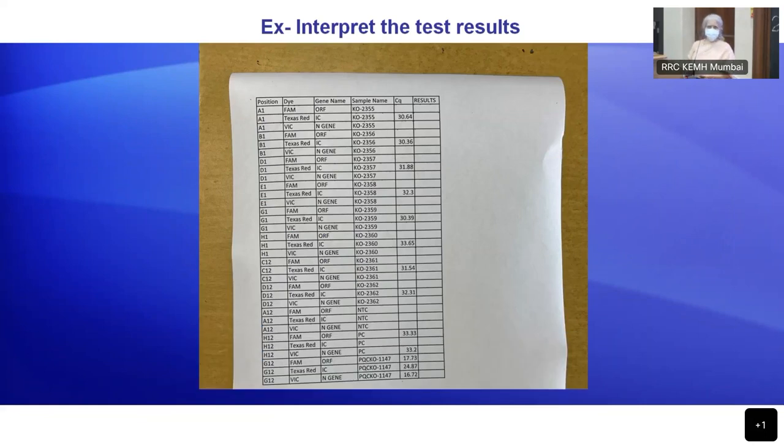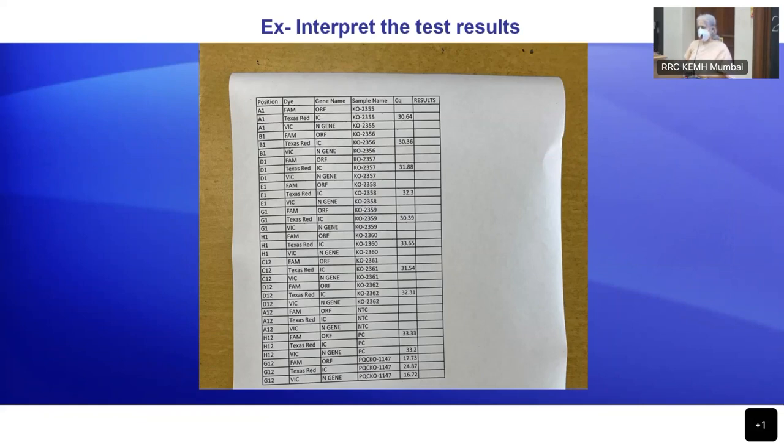So then this is a short exercise for you all, but don't take much time. This is for the first row. So just interpret these test results. This is how the run will come. There will be a CT value, and there will be the name of the gene. ORF stands for a gene of SARS-CoV-2. IC is the internal control that I was speaking to you about, which is the human internal control. And N is the second gene of SARS-CoV-2.